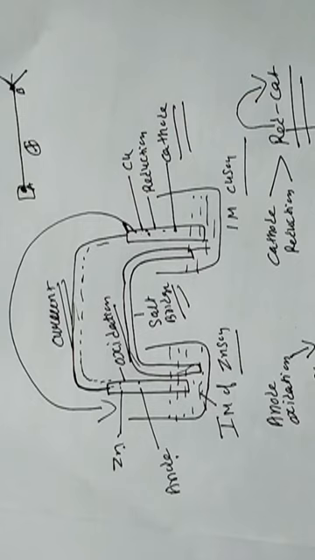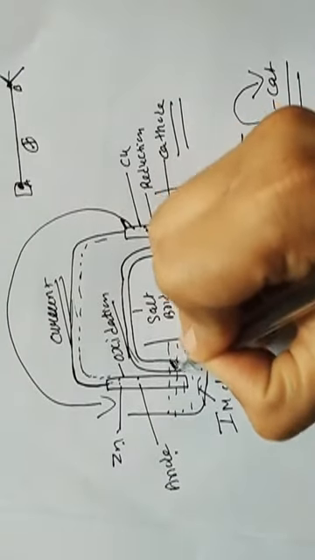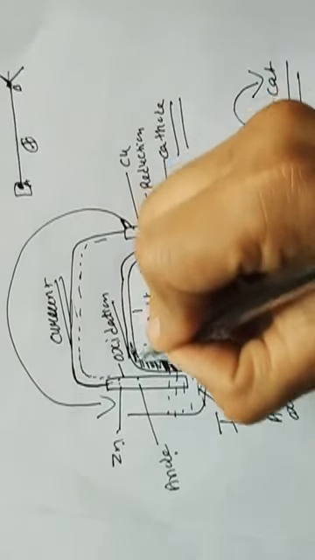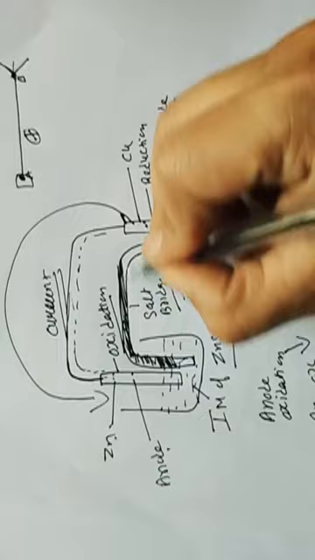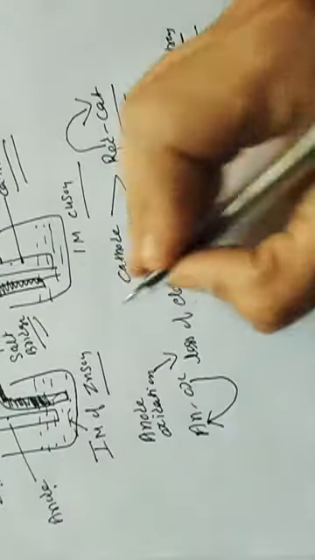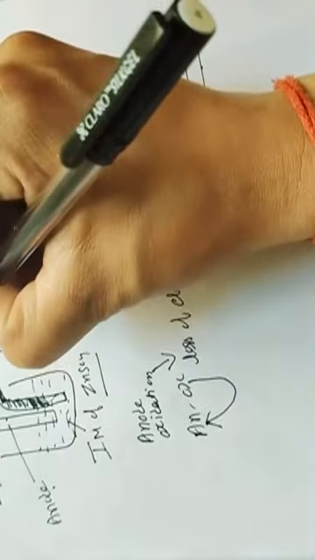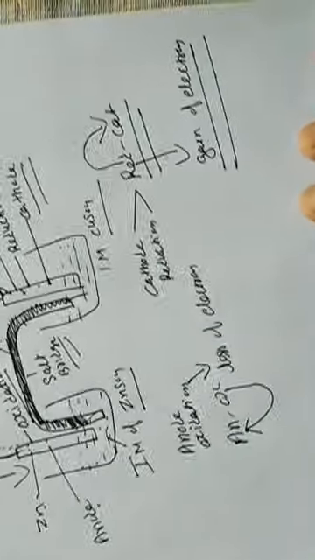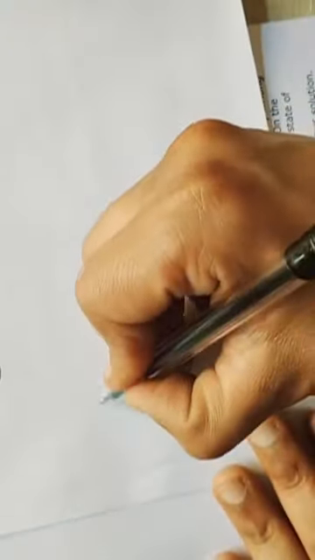But one more function of this salt bridge is that it contains a thick paste of electrolyte like NaCl, a thick paste of NaCl. So what is the function of this NaCl? Suppose I'm just taking it here.